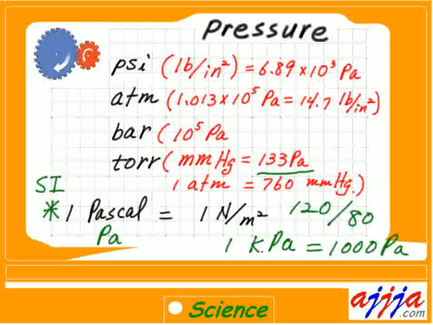Things like that. The most important thing we should remember is 1 Pascal, which is 1 Newton over a square meter. And we also have to know that 1 atmospheric pressure is 760 millimeters of mercury.